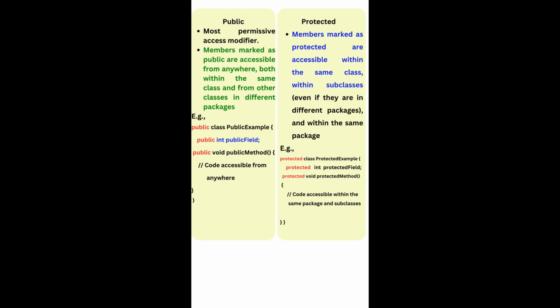Public. It is the most permissive access modifier. Members marked as public are accessible from anywhere, both within the same class and from other classes in different packages. Whereas, in the protected access modifier, members marked as protected are accessible within the same class, within subclasses, even if they are in different packages, and within the same package.